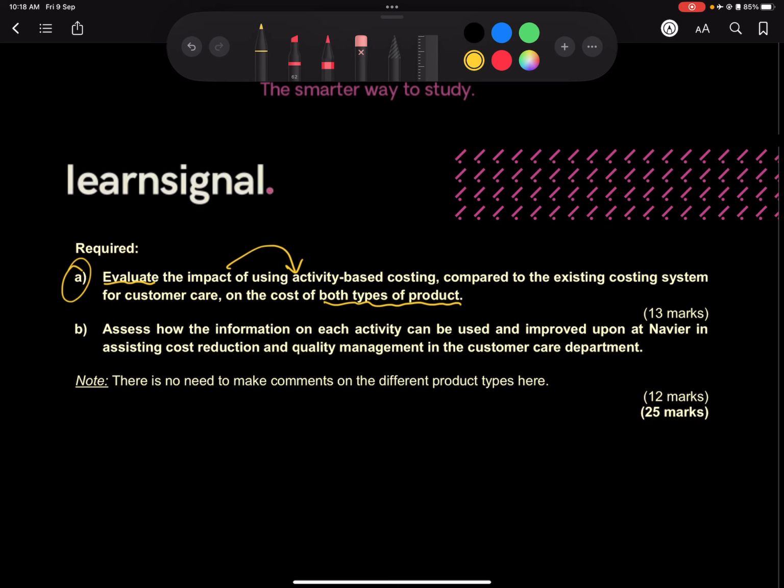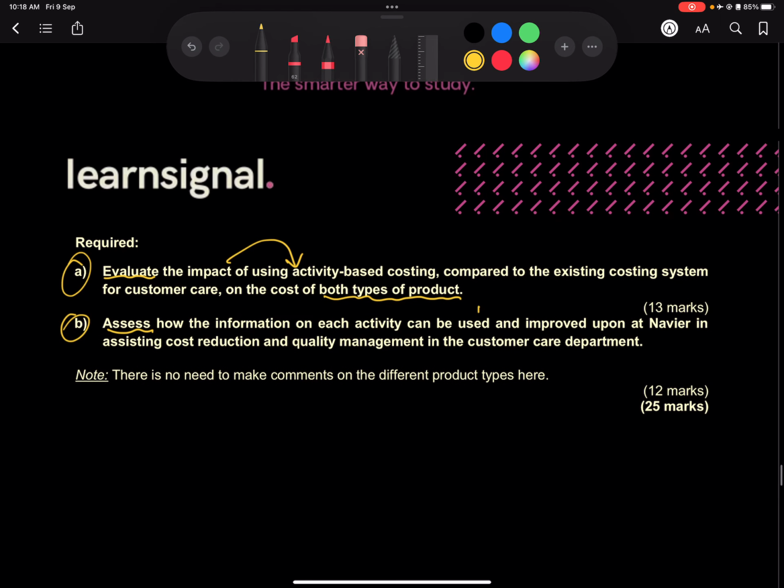Next, in the second requirement, we are supposed to assess the information on each activity: how the information on each activity can be used and improved upon at Navier in assisting cost reduction and quality management. So there are two different parts: how it can help us assist cost reduction, and quality management.